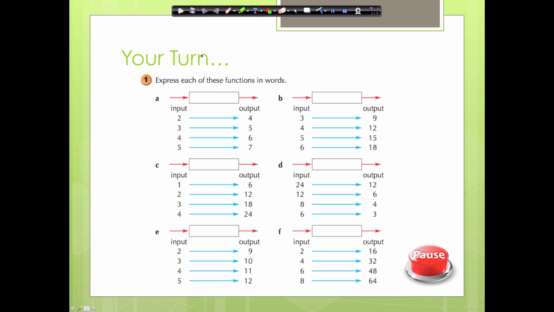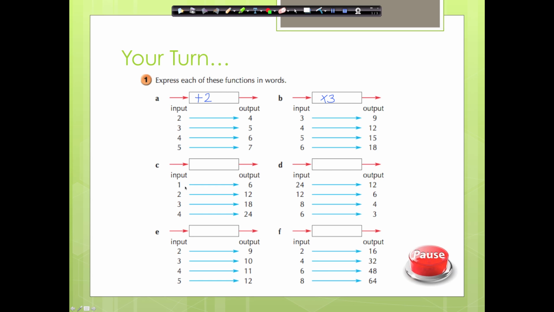Okay, so for the first one, we've got the input is 2, output is 4. 3, 5, 4, 6, 5, 7. We can see that the rule is plus 2. For the next one, 3, 9, 4, 12, it's not adding this time, it's multiplying by 3.